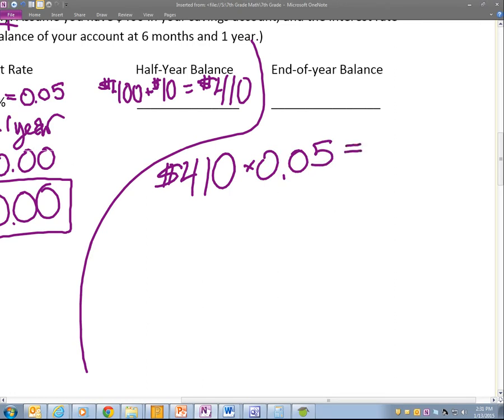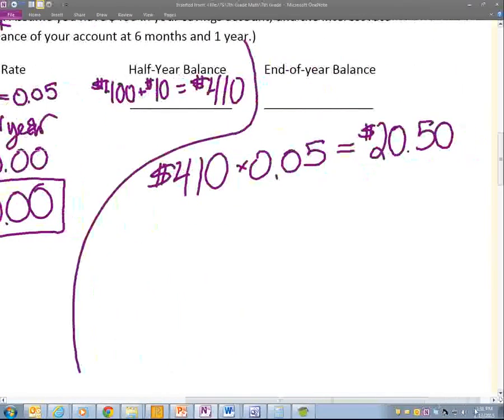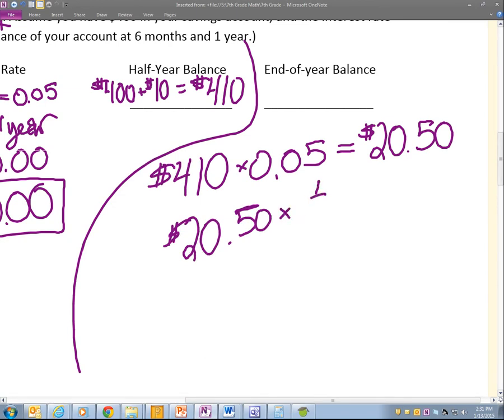So we go into our calculator, and we get $20.50. Now, that would be for how long? That was if it was 1 year, but how much time frame was this? It's half a year. So we take half of this, times 1/2, which equals $10.25.